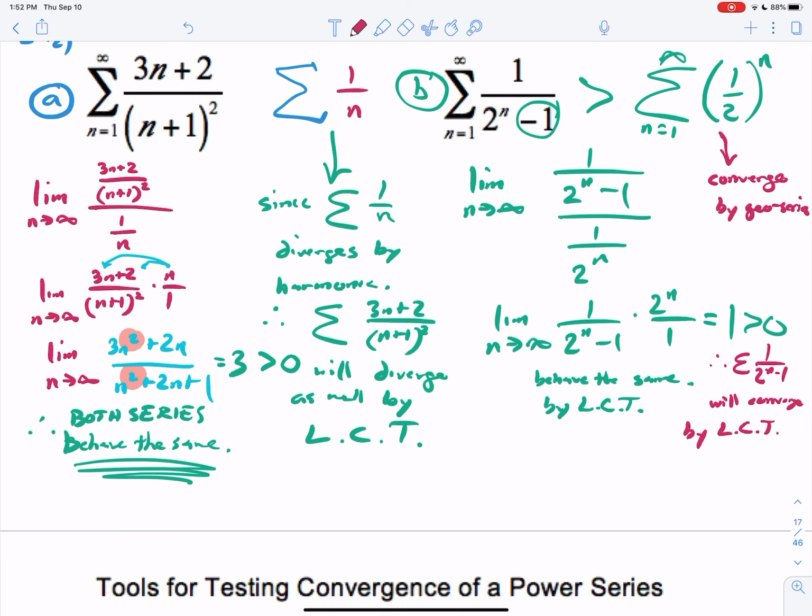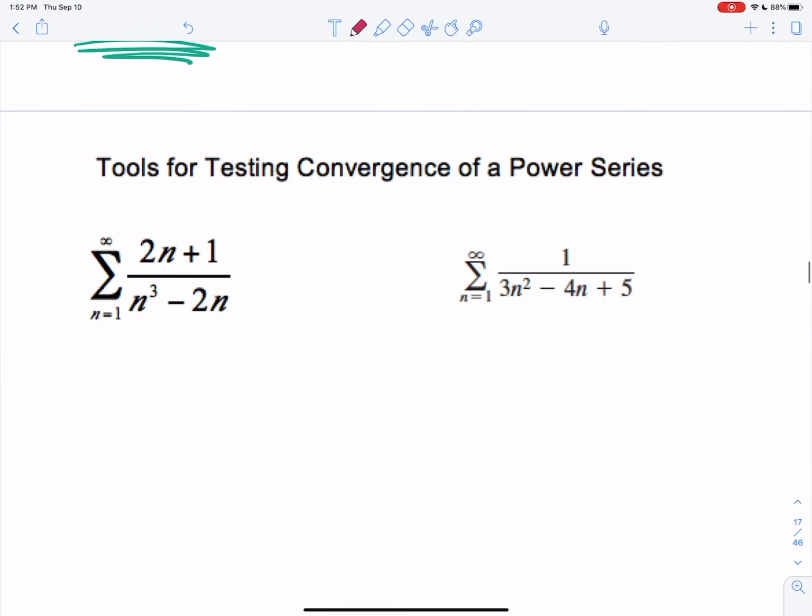All right. Definitely text me. Definitely remind me if it's not sticking, okay? Let's do a couple more. Part C. Try that out on your own. Go as far as you can if you like. And then press play when you're ready.